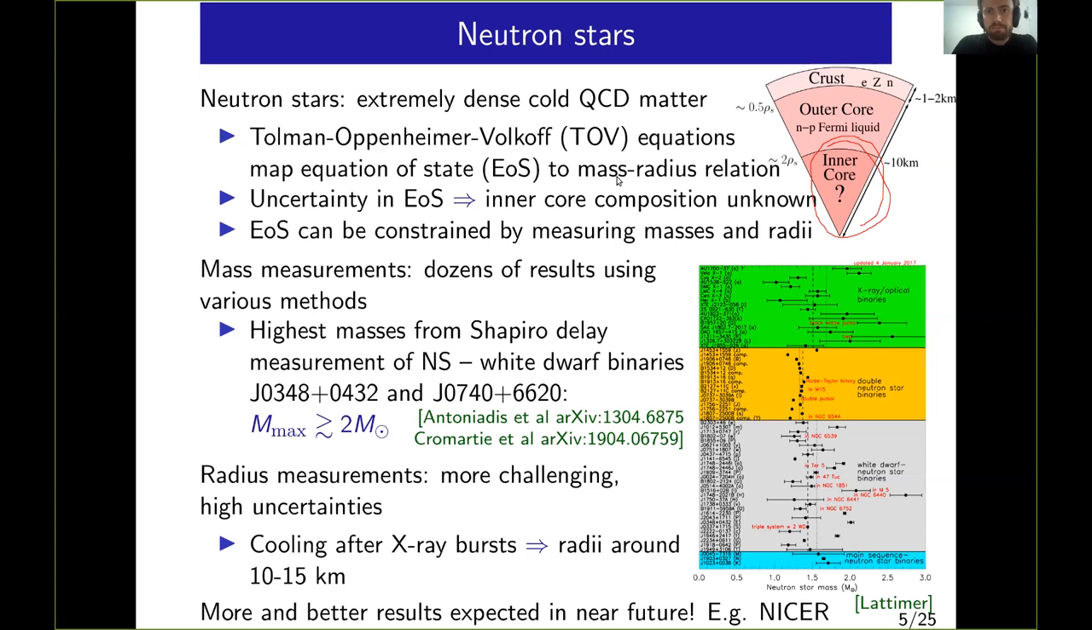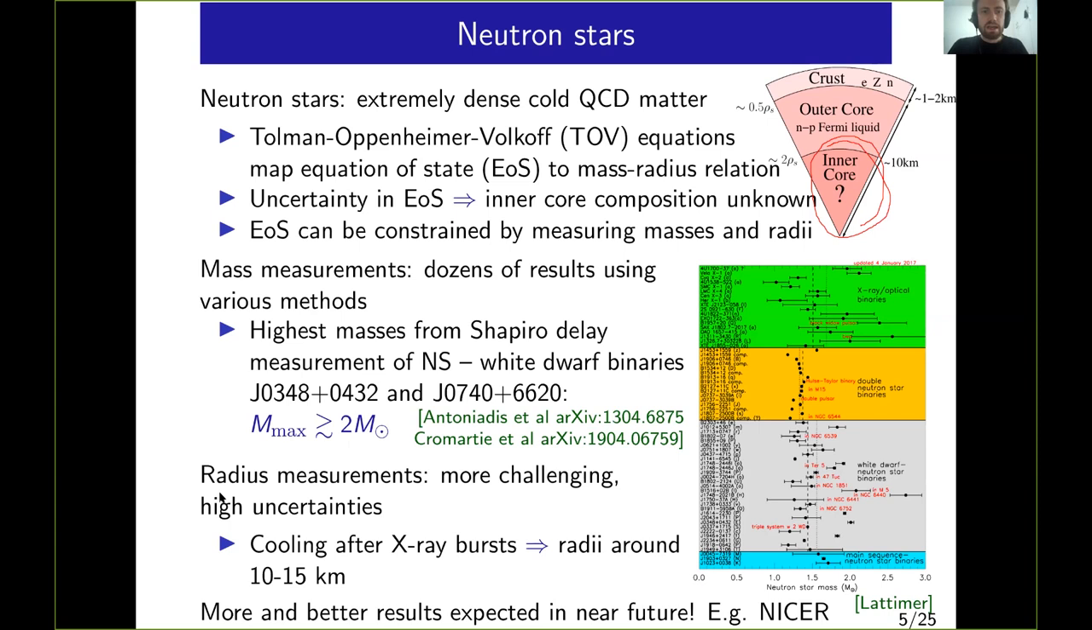But because of this relation, you can also constrain the equation of state by measuring the masses and radii of neutron stars. I'm here summarizing the current status. There are lots of mass measurements, dozens of results using various methods. But the most important results are those with the highest masses. The highest reliably measured masses have been obtained by so-called Shapiro delay measurements of neutron star-white dwarf binaries. This sets a rather tight bound on the maximum mass of the neutron star. Whatever the equation of state is, it needs to be able to support neutron stars of masses around 2 times the solar mass.